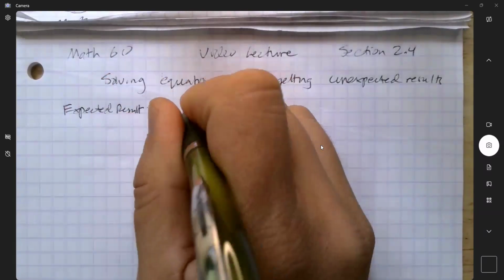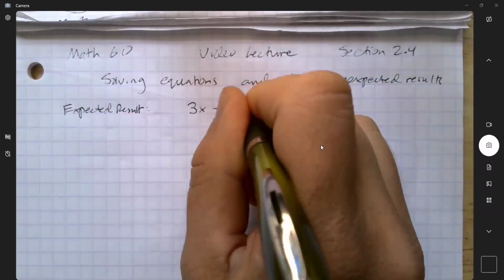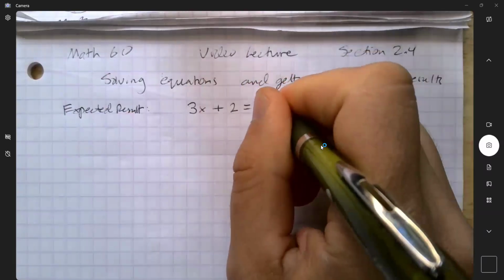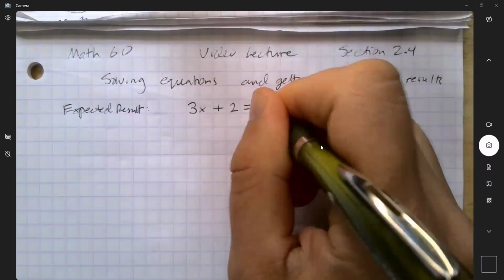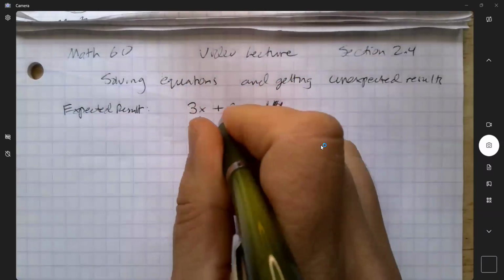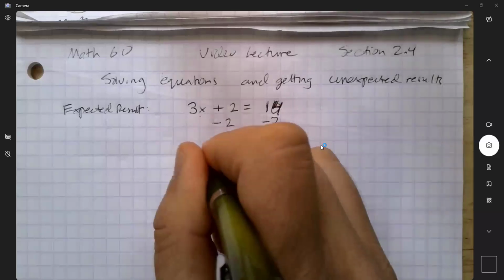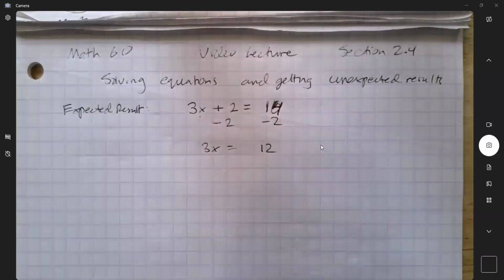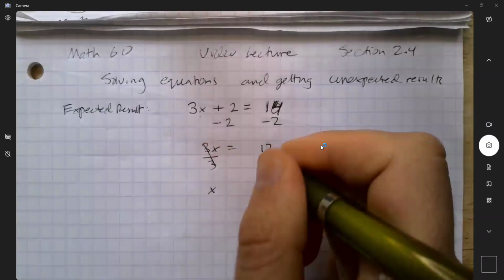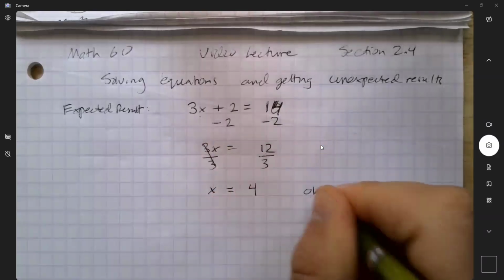If I have something like the equation 3x plus 2 equals 14, and I want to solve for x, the first thing I'm going to do is get all the x's by themselves. So I subtract 2 from each side, and I have 3x equals 12. And then I'll divide both sides by 3 to cancel that 3 out, and I get x equals 12 over 3, which is 4. Okay, cool.